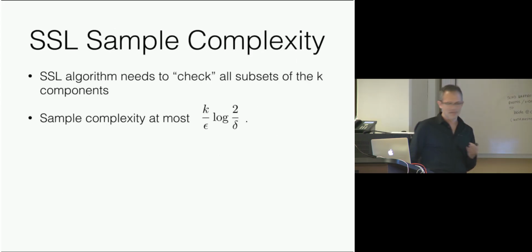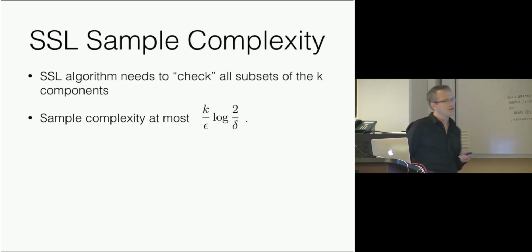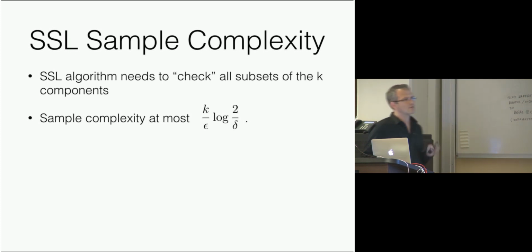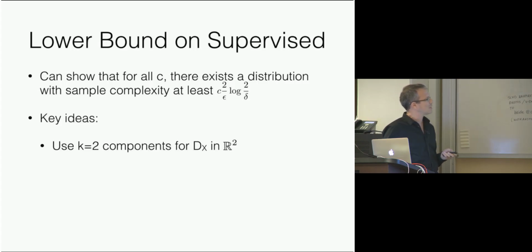So the algorithm is simple, and it's simple to show its sample complexity, the semi-supervised learning algorithm. It's k over epsilon log 2 over delta. So that's the sample complexity for the semi-supervised algorithm, namely the algorithm that knows the unlabeled data distribution. And most of the work is actually to show that the supervised algorithm that doesn't know D of x is bound to fail. So this is where most of the technical work is.